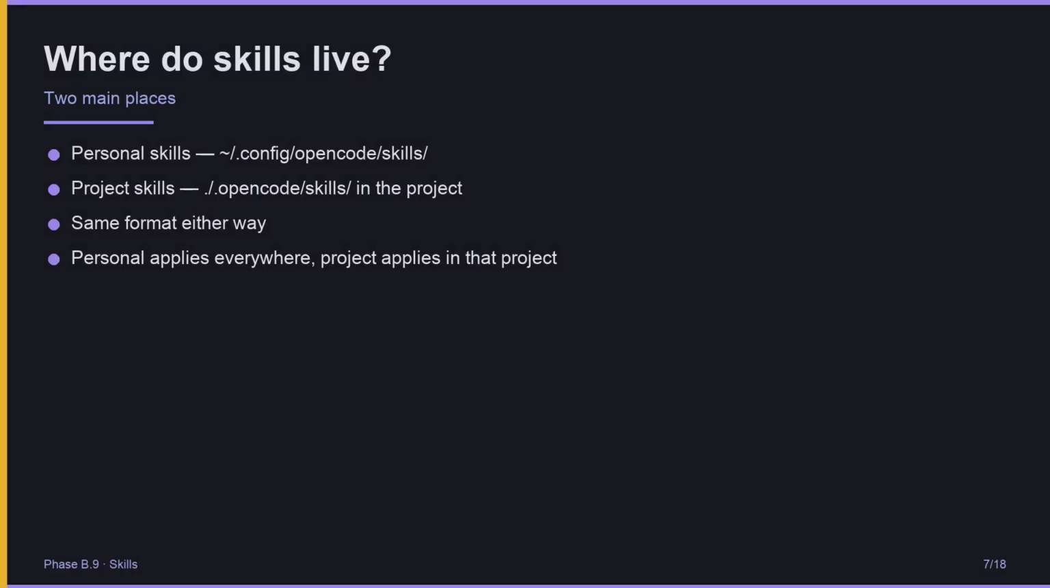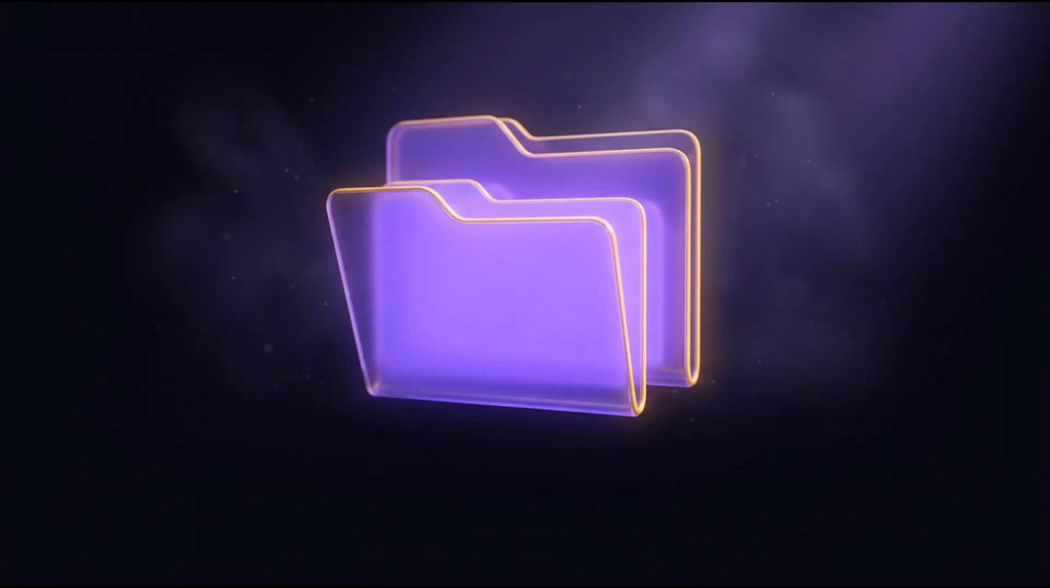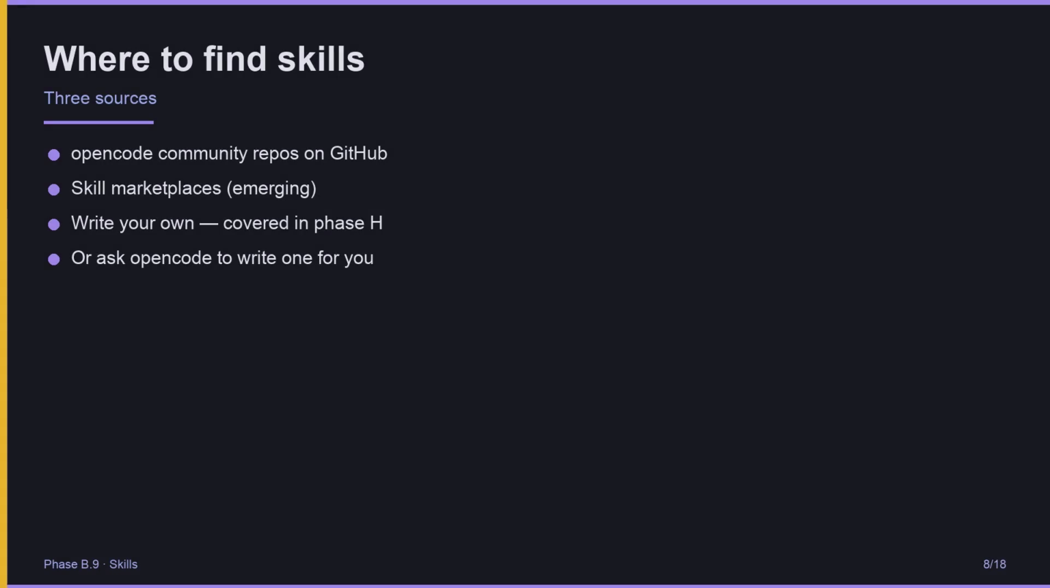Shareable. Where do skills live? 2 main places. Personal skills in .config/opencode/skills inside your home folder. Project skills in .opencode/skills inside the project. Same format either way. Personal skills apply everywhere, project skills apply only in that project. Same scoping logic as agents.md. 2 scopes, personal skills, project skills. Same as memory.